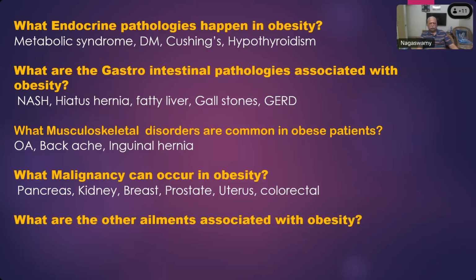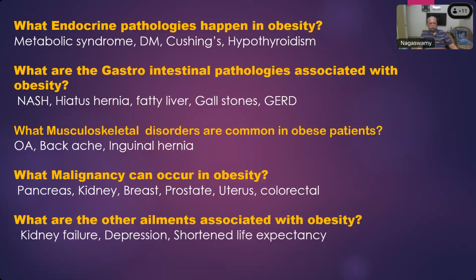What are the other ailments associated with obesity? Commonly are kidney failure, depression, shortened life expectancy. Okay? Also some obese people suddenly die. So sudden death is one of the classical features of morbid obesity.